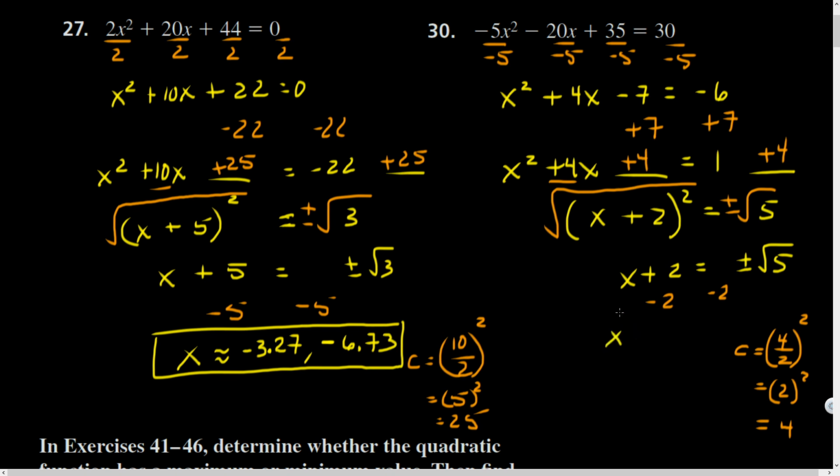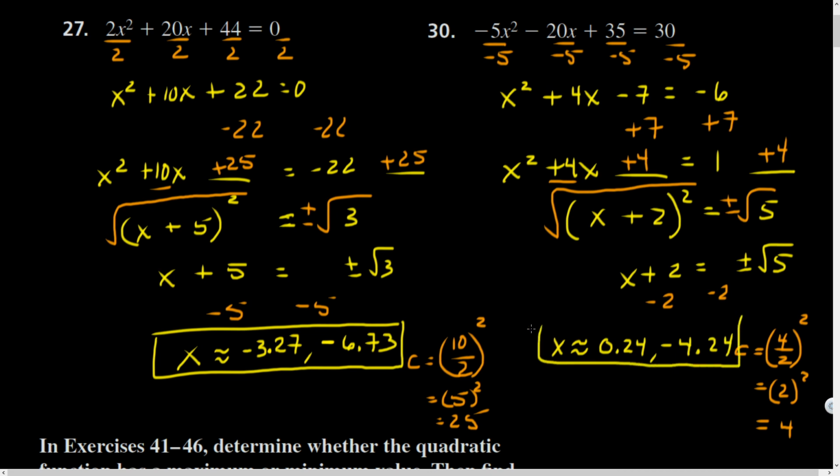And I get -2 plus or minus the square root of 5 is the exact answer. The approximate answers, -2 plus square root of 5, I get 0.24. Had to round up on that. And minus is -4.24.